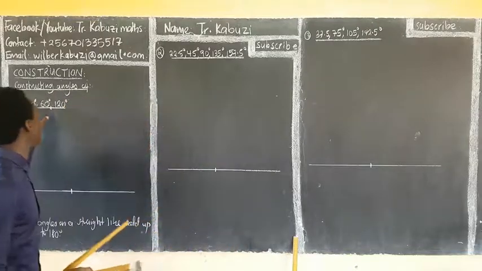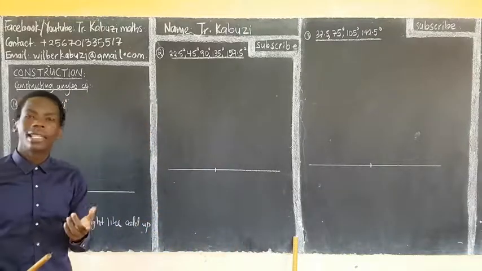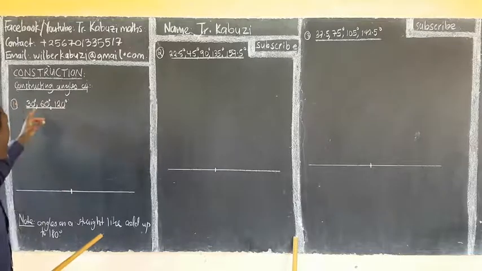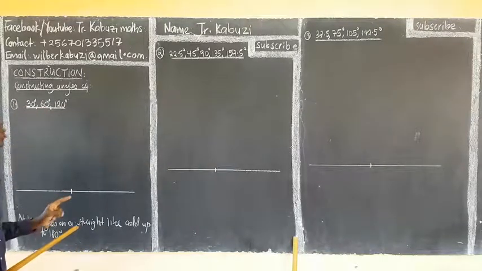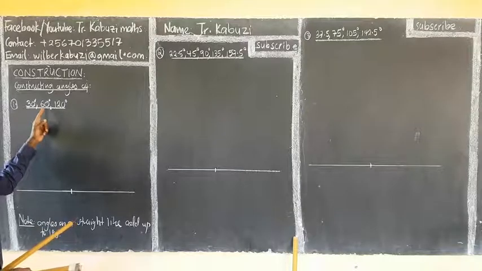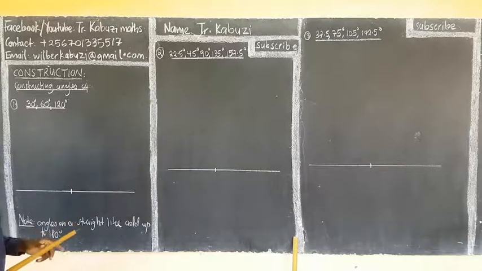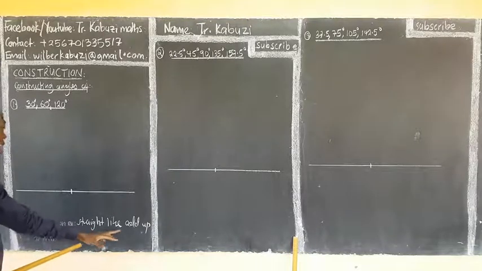So you are going to start with the 30 degrees. Now, all you need to know is, what is the reference? I have 30, I have 60, I have 120. So the first angle to construct is 60 degrees, because if I construct 60, the balance of 60 is going to be 120. Why? Because angles on a straight line add up to 180.